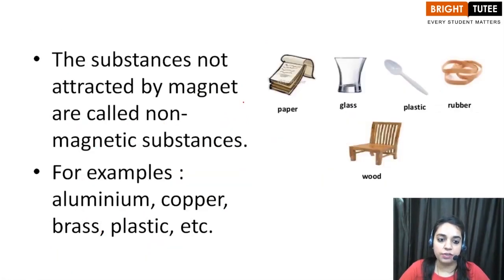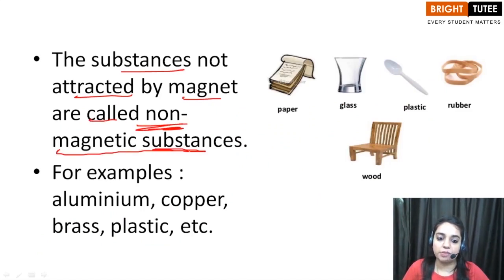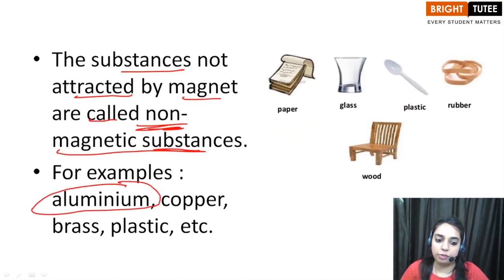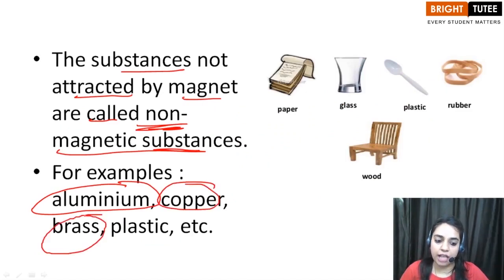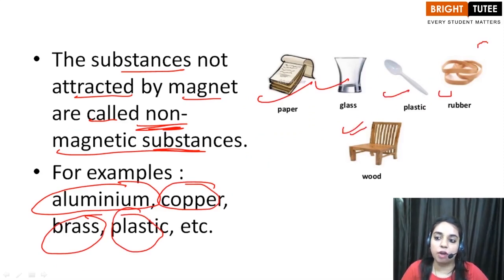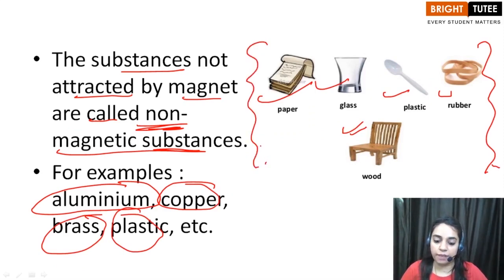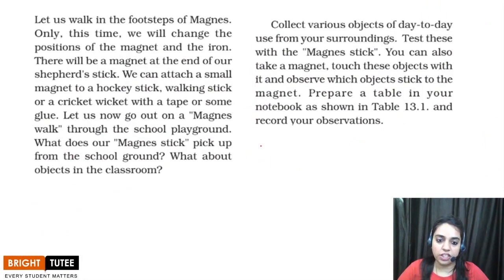Then next, children, the substances which are not attracted by the magnet are called non-magnetic substances. For example, aluminium, copper, brass, and plastic. Paper, glass, plastic, rubber, wood, all these things are non-magnetic materials, and they cannot be attracted by a magnet, okay? So let us now move ahead, children.